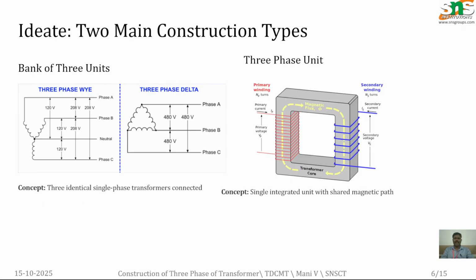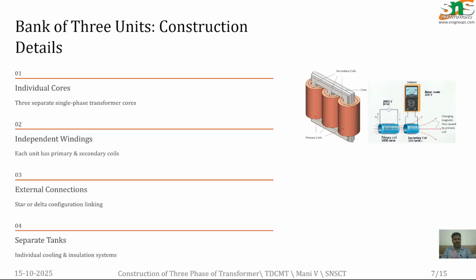And this is the ideate stage. Here we have two constructions: one is a bank of three units, and the other is only one unit with a three-phase system. In the bank of three units, we use three identical single-phase transformers connected together to make three phase. In the other, there is only a single unit, which is a three-phase system. The bank of three units construction is just like a single-phase transformer.